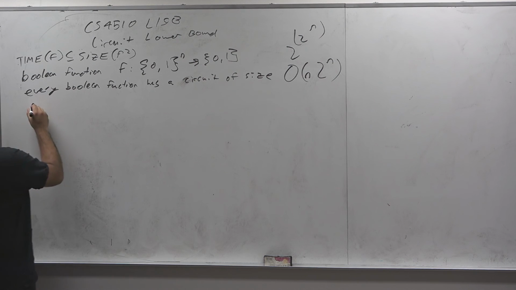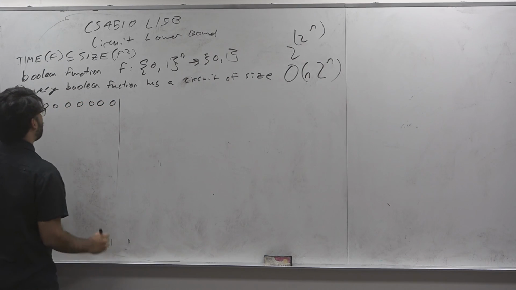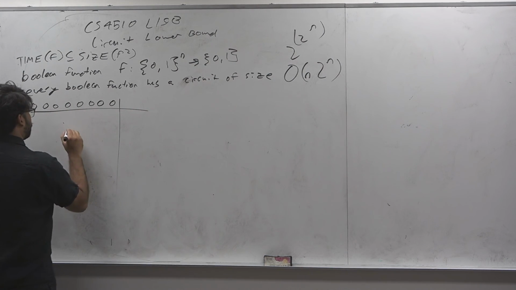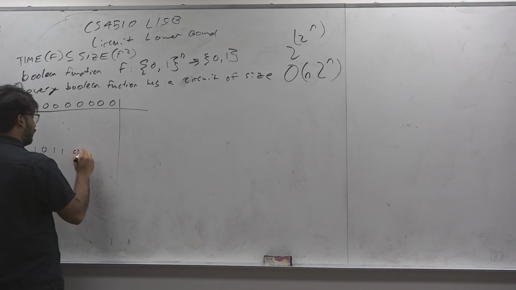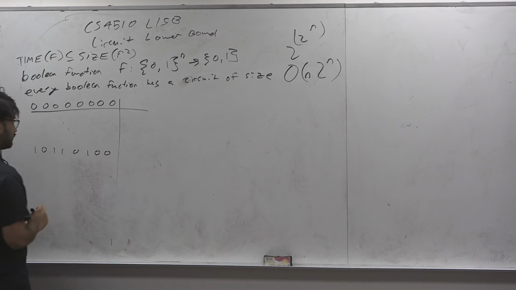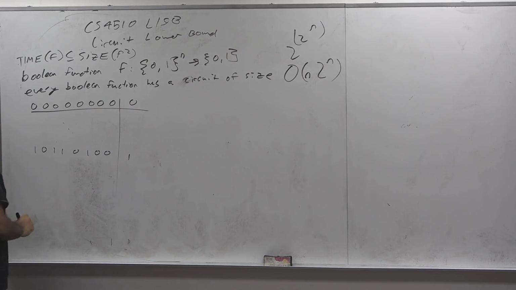So the truth table is going to start with 0, 0, 0, 0, 0, 0, 0, 0. Let's just do 8 for fun, okay? And give me a random binary string. Let's do 1, 0, 1, 1, 0, 1, 0, 0. That looks good. And let's say there's a 1 here in the truth table. Let's say there's a 0 there, okay? What you're going to do is for each row of the truth table, first off, how many rows of the truth table are there? 2 to the n.